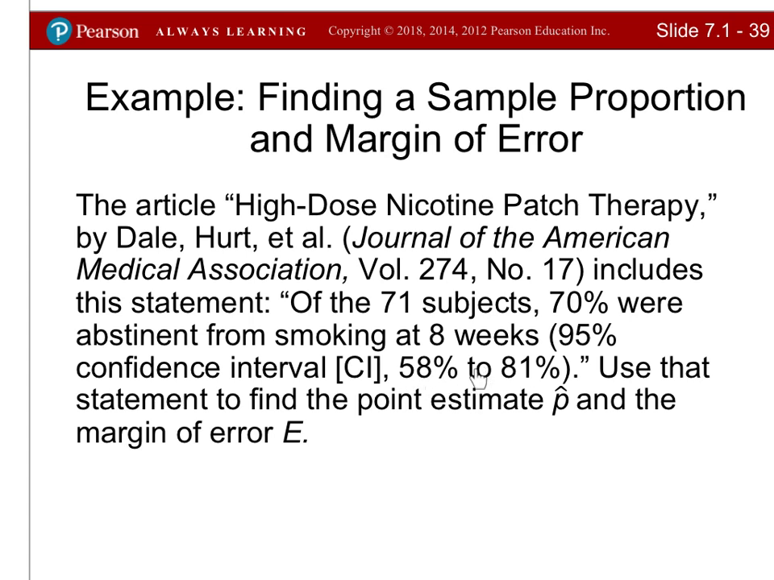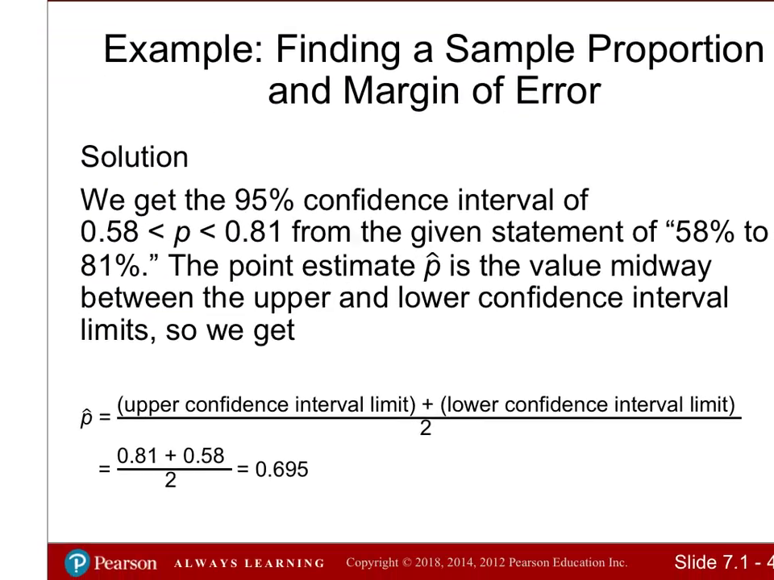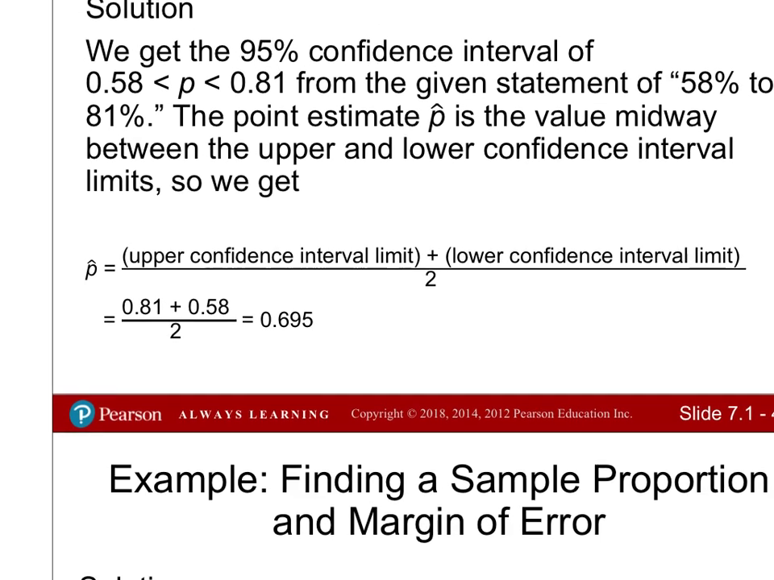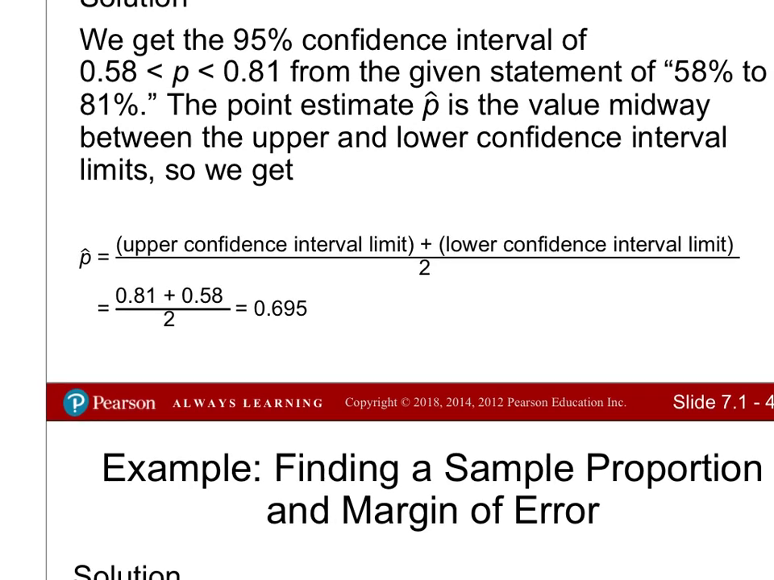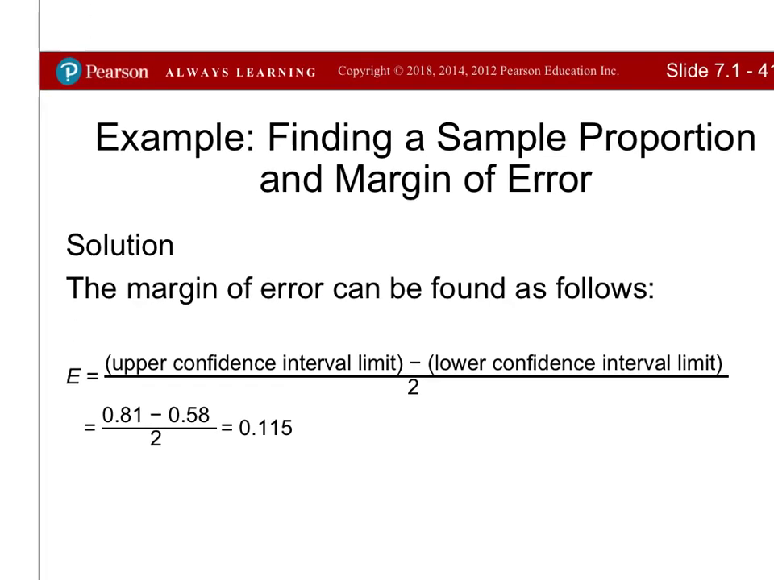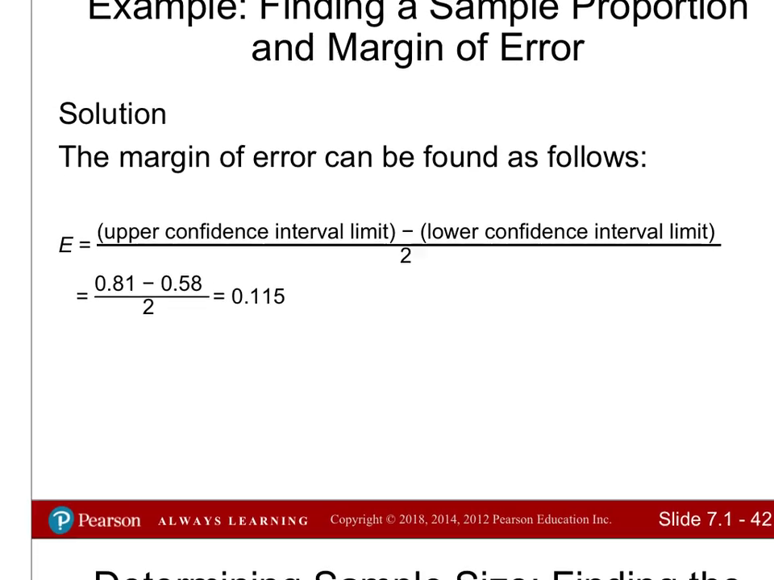If that's your interval, then p hat is right in between, and then e is going to be half of this distance from 81 to 58. What's half of that distance? And so you'll see that demonstrated here. P hat is the value that's halfway between 58 and 81. So if you actually want to know what value they got from their sample, it turns out from their sample it was 69.695. The error is take the upper limit minus the lower limit divided by 2.